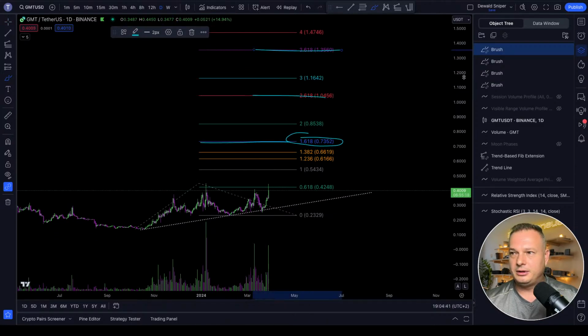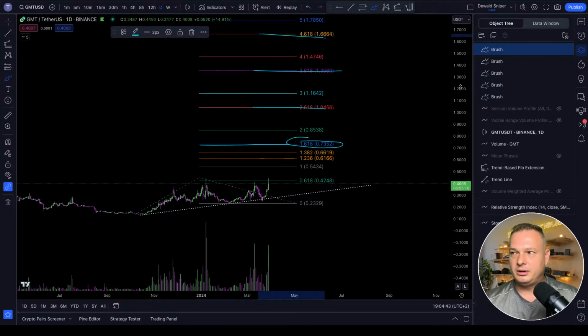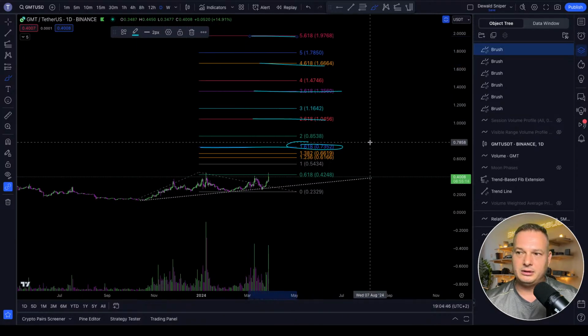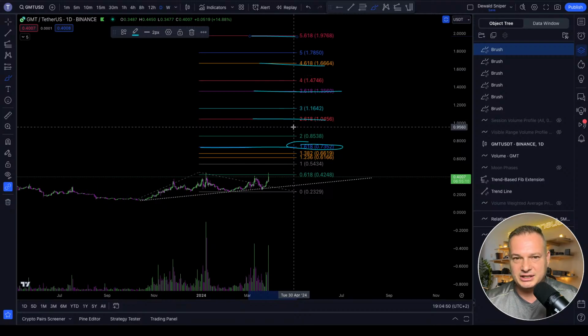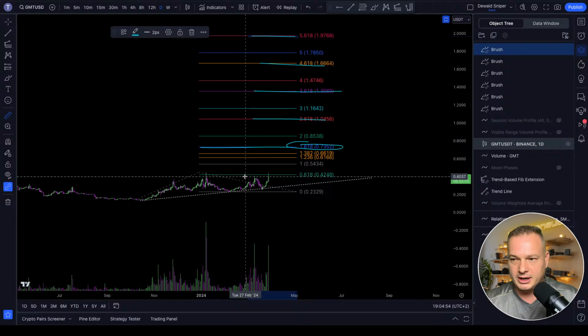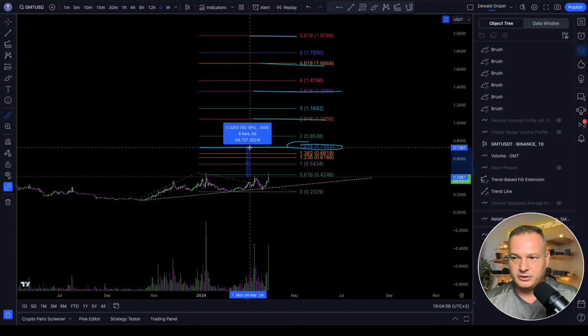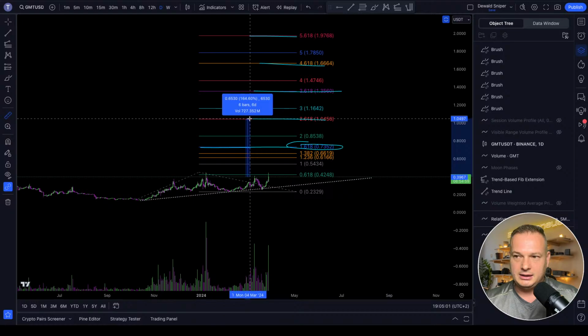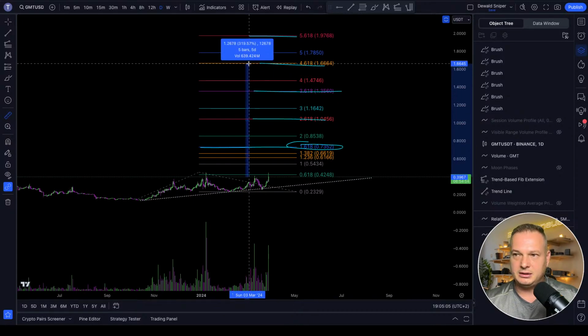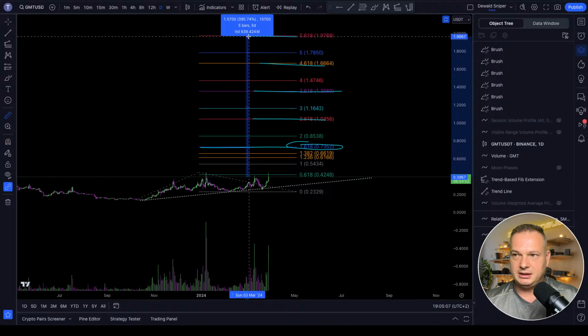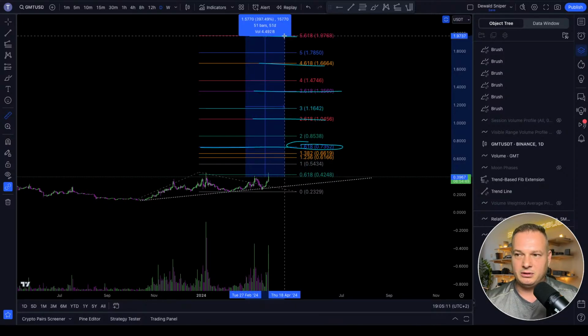1.618, TP2, TP3, TP4, TP5. And these TP points for me are still extremely conservative. If I take a ruler from where we are right now to this one, that's 83 or 84%. That is 163%, 240%, 317%, and let's call it a 4x to hit the 5.618 level.